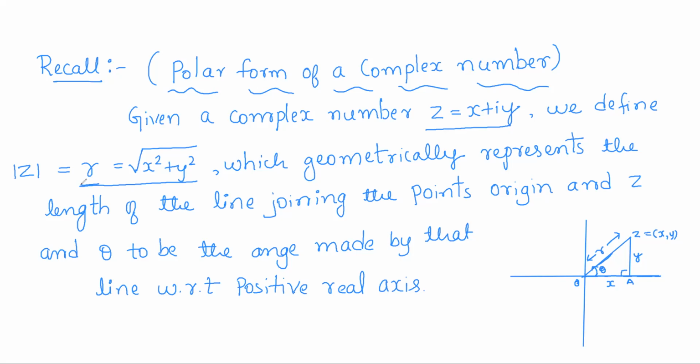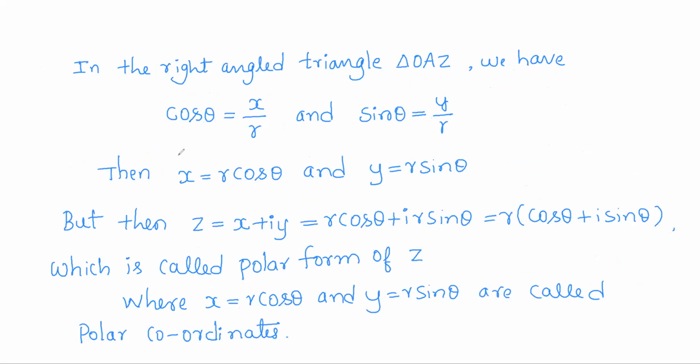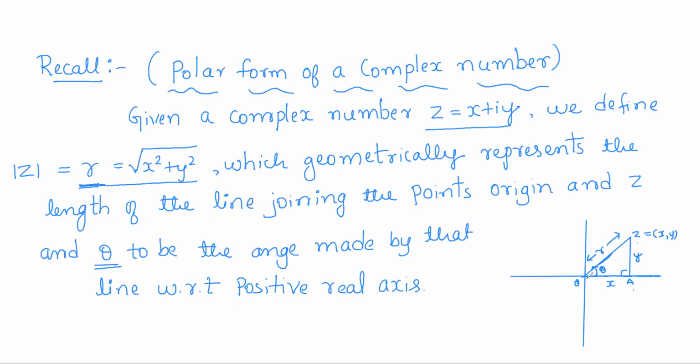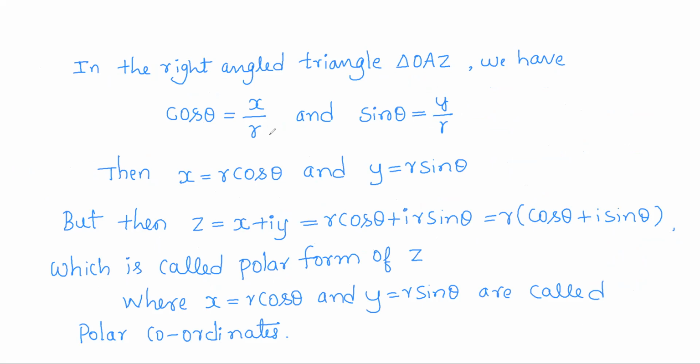With these two notations, in this rectangle OAZ, consider the trigonometric functions cos and sine. So what is cos theta? Cos theta is adjacent by hypotenuse. So cos theta will be adjacent x by the hypotenuse r, and sin theta will be opposite by the hypotenuse, that is y by r. Simplifying them, we get x is equal to r cos theta, y is equal to r sin theta.